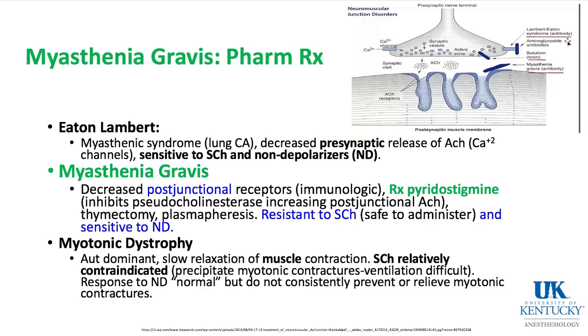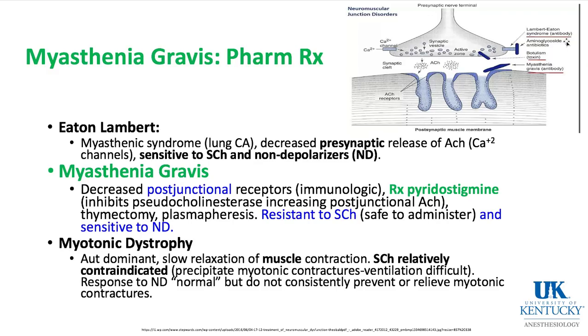Now, myasthenia gravis, the site of action is the postjunctional receptors, which there's an immunologic, often antibodies against them. We don't have as many postjunctional receptors, those patients that have myasthenia gravis. And if we can raise acetylcholine levels with pyridostigmine inhibition of pseudocholinesterase and acetylcholinesterase specifically, we can raise acetylcholine levels and the patient will be stronger. Other treatments for myasthenia include thymectomy, plasmapheresis, and of interest, myasthenia gravis patients tend to be resistant to succinylcholine.